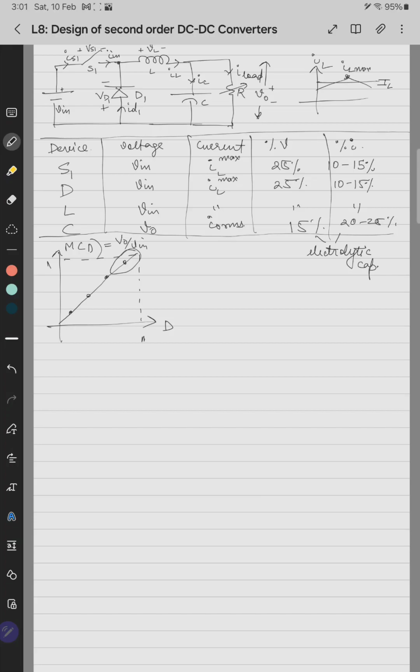But it is observed that the core size can be reduced to limit the peak flux, which will result in the reduction of the cost, weight and volume. So it was observed that generally this is the preferred operating range of the converter for a practical converter.